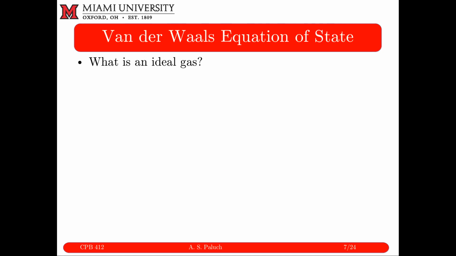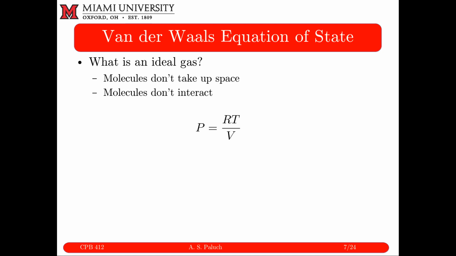So, the van der Waals equation of state. We said the van der Waals equation of state we could call a semi-theoretical model. The general idea is, what is an ideal gas? Well, an ideal gas is a system in which our molecules don't interact and they don't take up space.